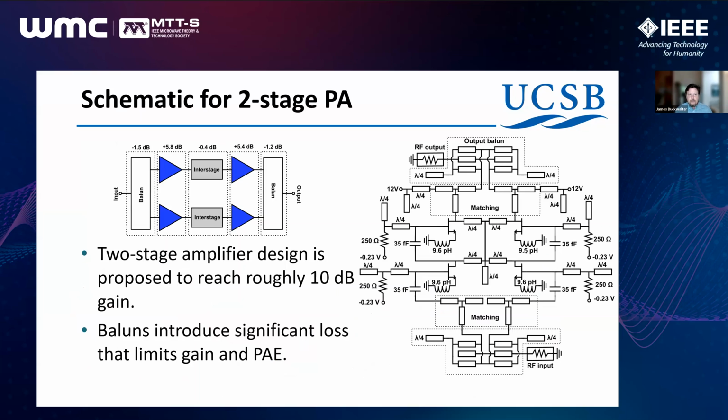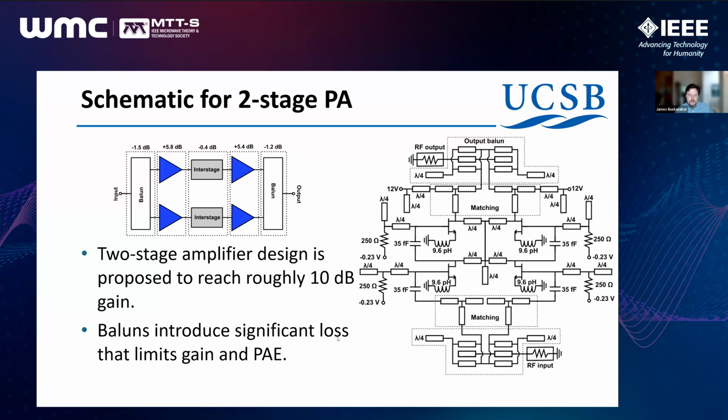In a schematic here, we made a differential amplifier. In this case, there's baluns at the input and baluns at the output to separate this into two paths where we have two stages of gain in each of those differential amplifiers with an interstage matching network. This was designed to reach around 10 dB of gain.